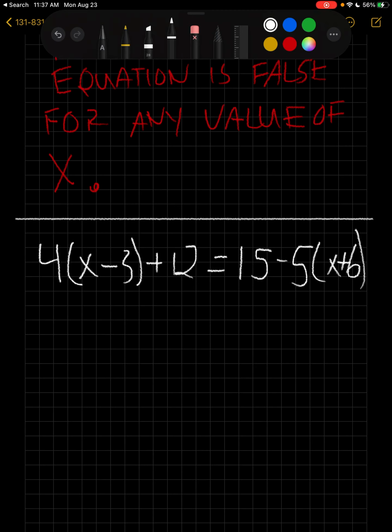How I would say this out loud is I would say 4 times x minus 3 plus 12 is equal to 15 minus 5 times x plus 6.